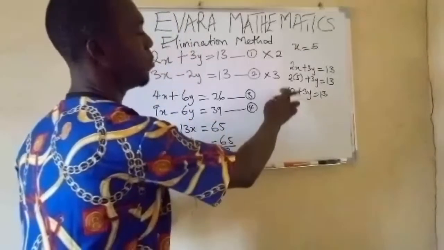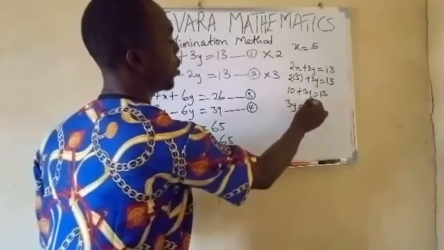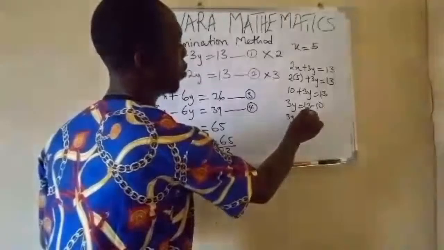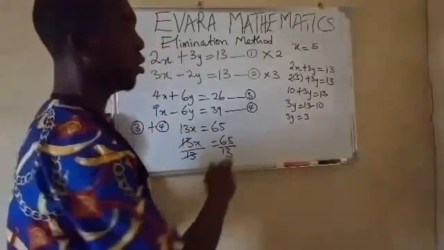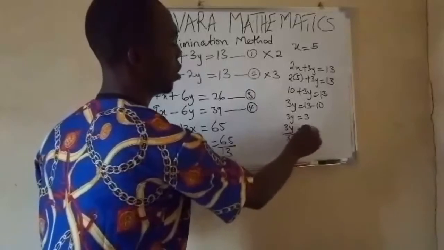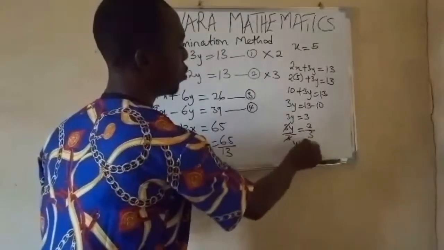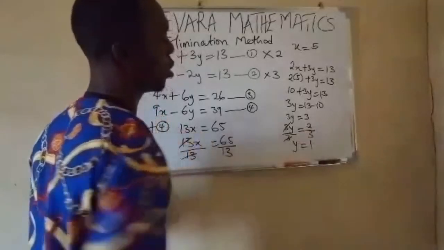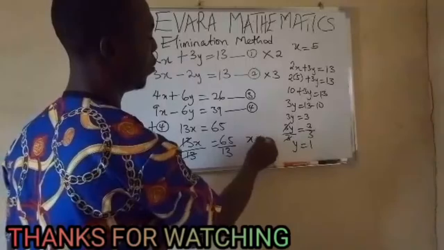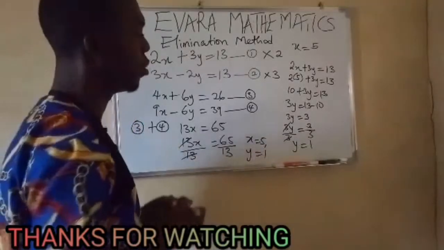So if you collect like terms, you take 10 to the right hand side. 3y will now be 13 minus 10. So 3y equals 3. Now you divide both sides by 3. You have 3y over 3 equals 3 over 3. So that means 3 divided by 3 is 1. So x is 5, y is equal to 1.